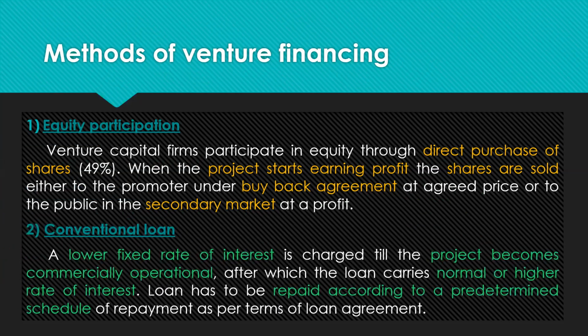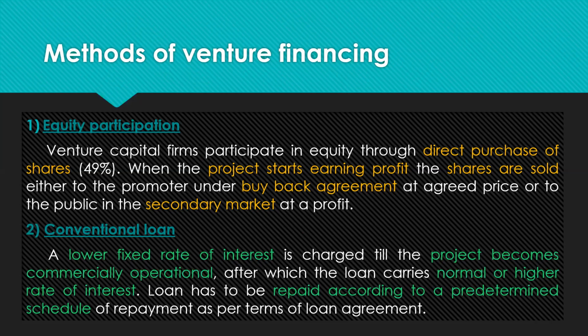Second method is conventional loan. It is like a loan. They will be lending out the loan amount at a lower fixed interest rate. Once the business starts functioning commercially and it starts earning profits, then the interest rate will be increased and they will require the borrower to pay interest at a normal or higher rate. Initially, it is paid at a lower rate, but once the company starts functioning properly and starts earning profit, they are required to pay higher rate of interest or normal rate of interest, and the loan will be repaid according to the loan agreements. According to the predetermined schedule, it will be paid in installments. At regular intervals, the loan amount or principal amount will be paid. So this is known as conventional loan.